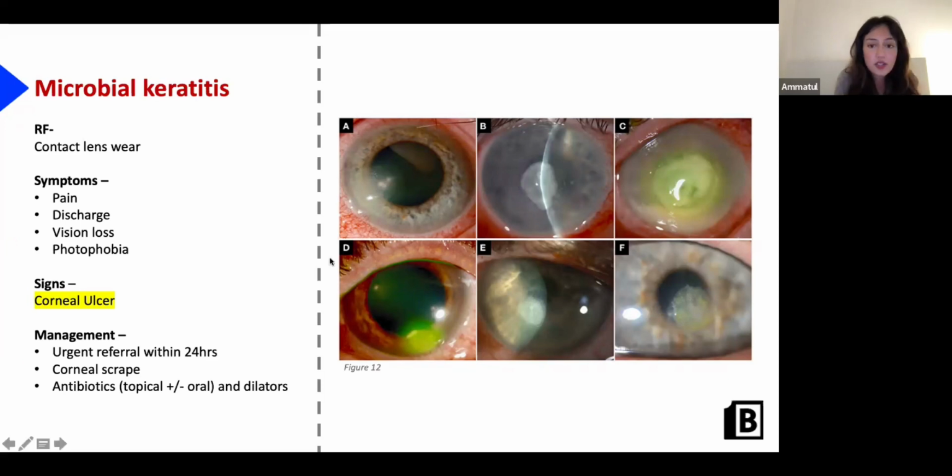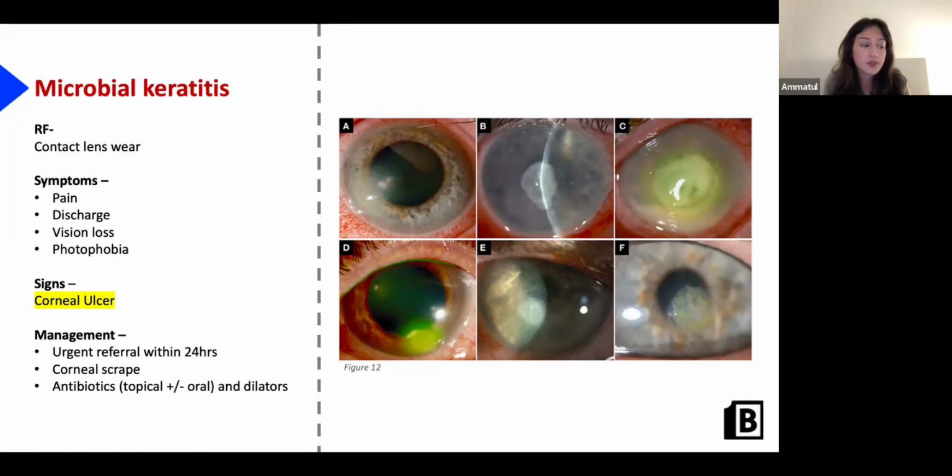So essentially it's an open sore on the outside of the cornea. So pictures A to C show different severities, so mild, moderate, severe, whereas D to E can show the different locations in which the ulcer may form.